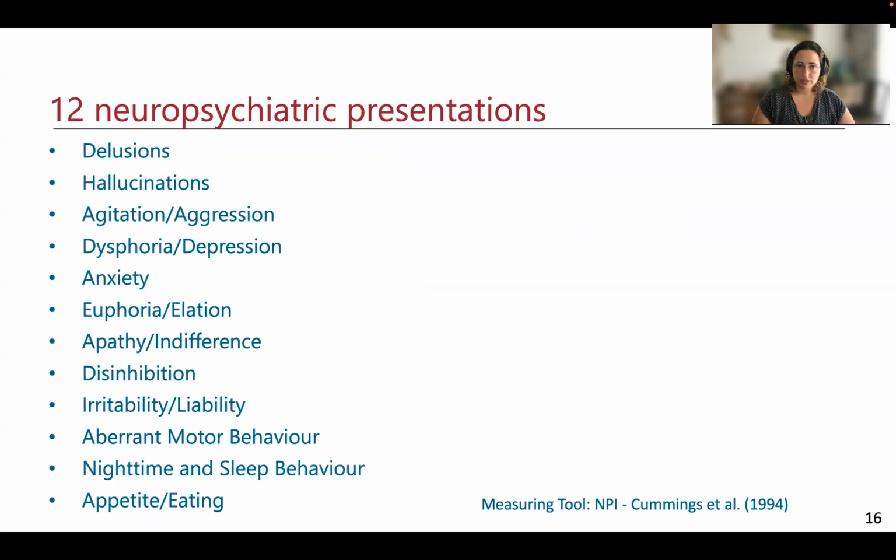So the 12 areas are delusions, hallucinations, agitation and aggression, dysphoria and depression, anxiety, euphoria and elation, apathy and indifference, disinhibition, irritability and lability, aberrant motor behavior, and the two which were only later added into these domains are nighttime and sleep behavior and appetite and eating. Now, these are generally scored by a carer or a person who is quite familiar with the person with dementia, and gives not only a rating of the severity of these, but also the impact that these behaviors have on the carer themselves.